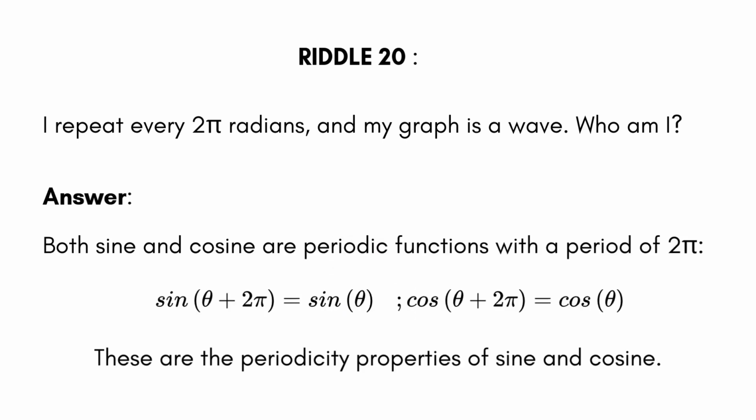Answer. Both sine and cosine are periodic functions with a period of 2 pi. Sine of theta plus 2 pi is equal to sine of theta. Cos of theta plus 2 pi is equal to cos of theta. These are the periodicity properties of sine and cosine.